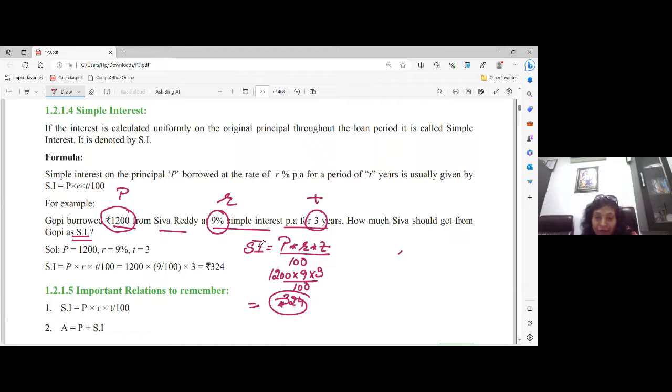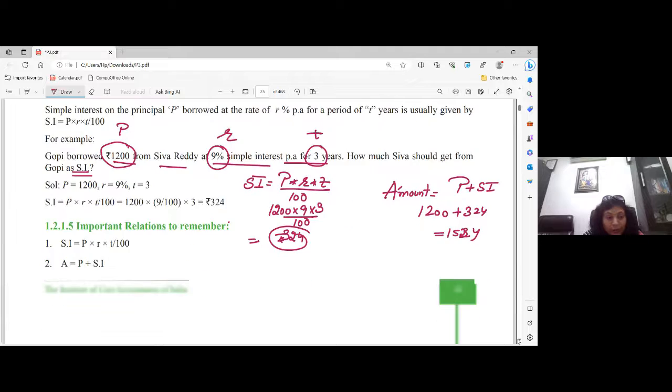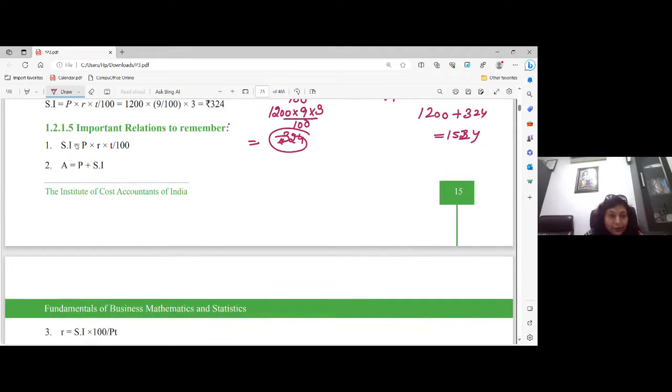And if you want to find out the amount, because this is just the simple interest, if they ask you amount, then amount is principal plus simple interest. So principal is 1200 and simple interest is 324. So total amount you will get is 1524 rupees. So this is simply the formula of simple interest and amount.